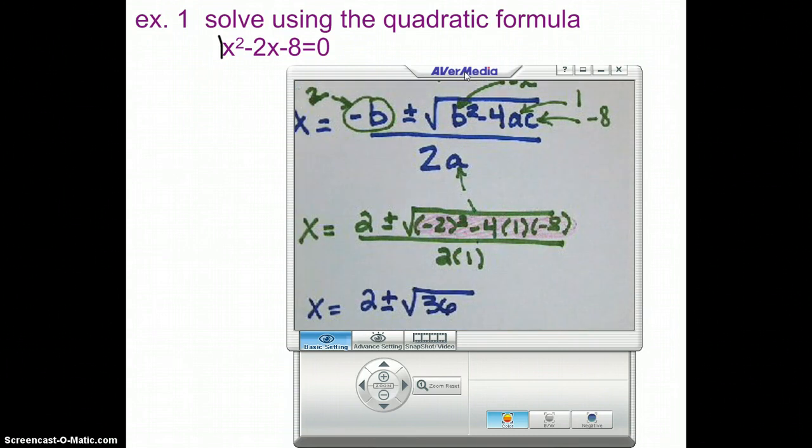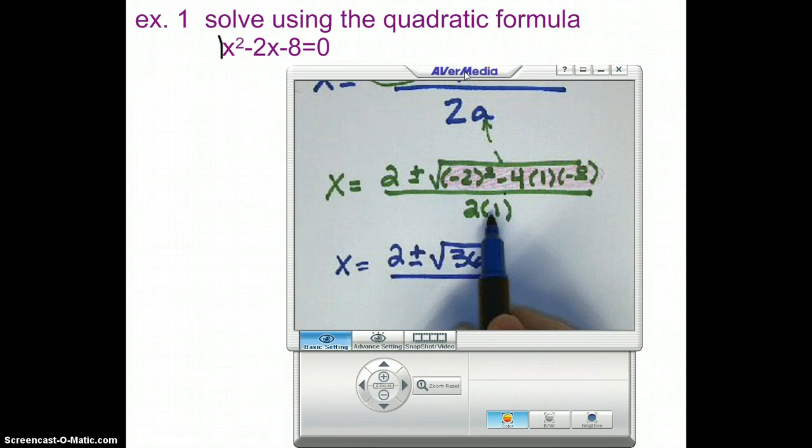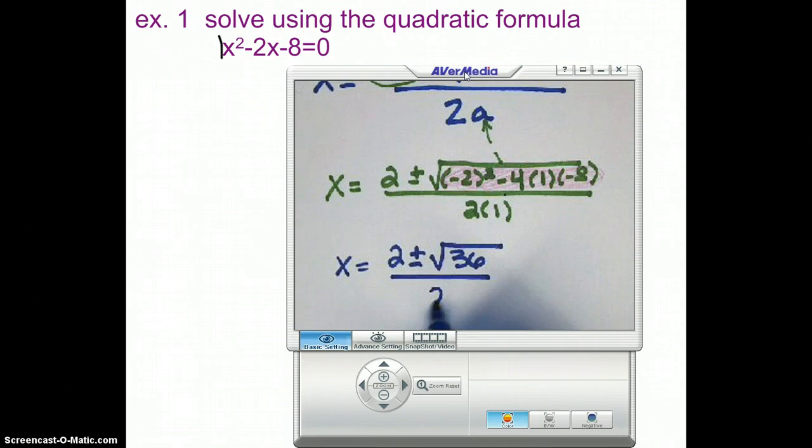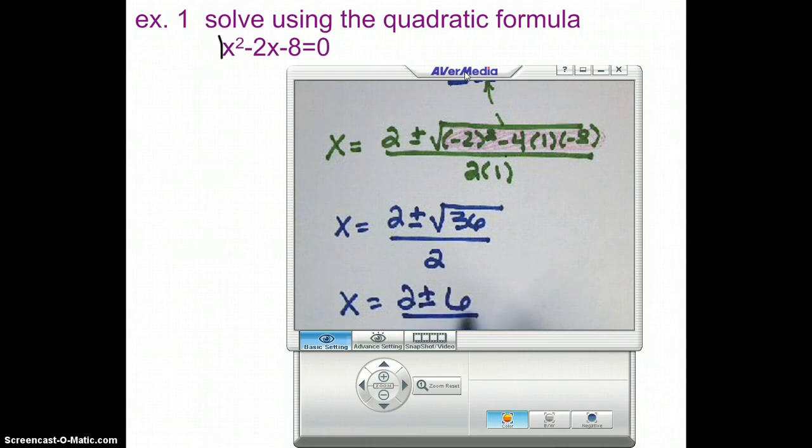Let me scoot this a little bit so you can see it. And the bottom of this, 2 times 1, is just going to be 2. Now, good thing for us, the square root of 36 is a perfect square. It's just going to be 6. So that means that this would become x equals 2 plus or minus 6 over 2.